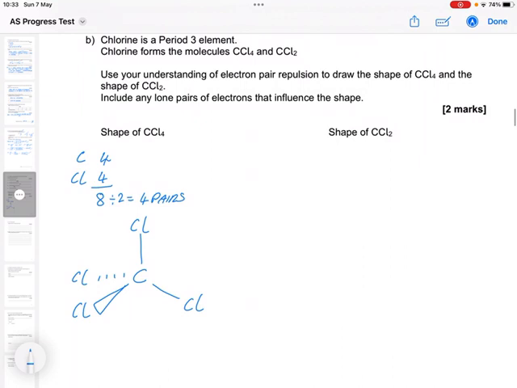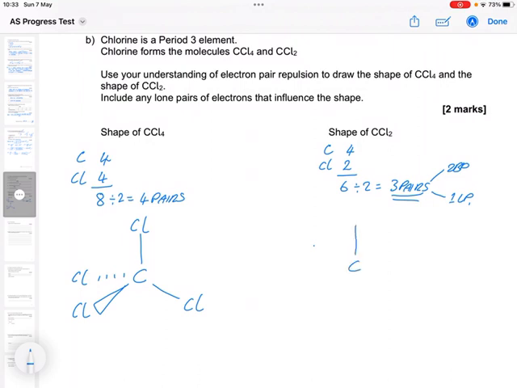And then the shape of CCl2, so carbon again brings 4 electrons in its outer shell. Chlorine, now we've only got 2 of them this time, and they're going to bring 1 each, so that's going to be 2. So that means that we've got 6 electrons in the outer shell. Divide that by 2, that's going to be 3 pairs. Now with 3 pairs, 2 of them are bonding pairs because I've got 2 chlorines on there, and 1 of them will be a lone pair. So 3 pairs gives me the parent shape. The parent shape of this is going to be trigonal planar.